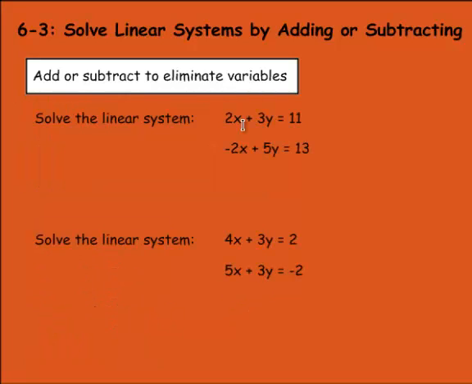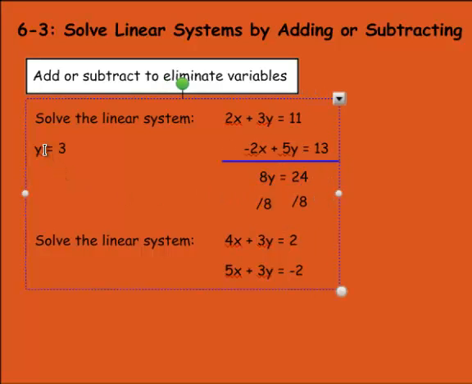Let's take a look. It says to solve this linear system, 2x plus 3y equals 11, negative 2x plus 5y equals 13. Here I see that positive and negative again. I can get rid of those x's. So if we add these together, we get 2x minus 2x, which would be 0, 3y plus 5y, which would be 8y, and then 11 and 13 would be 24. Divide both sides by 8, and therefore y equals 3.